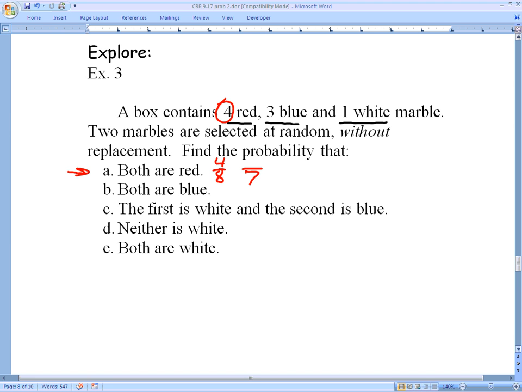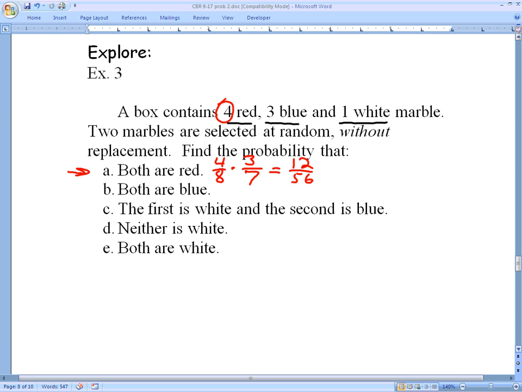Well, assuming I got that first one, which is what we're calculating the probability of, now there's only 3 red marbles left. Again, why 3? Because we took one out on the first pull. In order to get both red, you have to get a red one on the first one, and a red one on the second one. But there are only 3 out of the 7 left now. So we can multiply straight across. We get 12 out of 56. Again, that can reduce, but you don't need to.